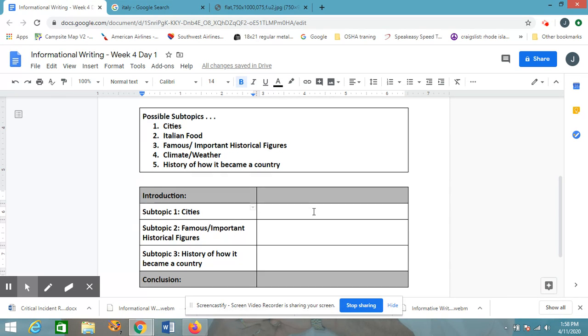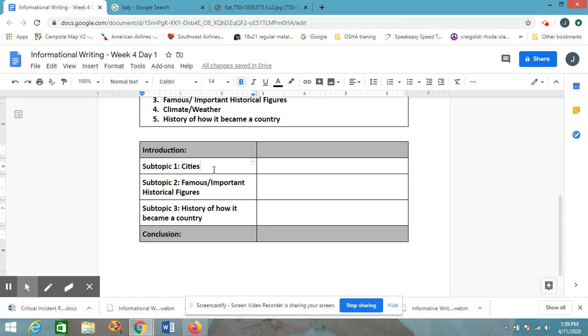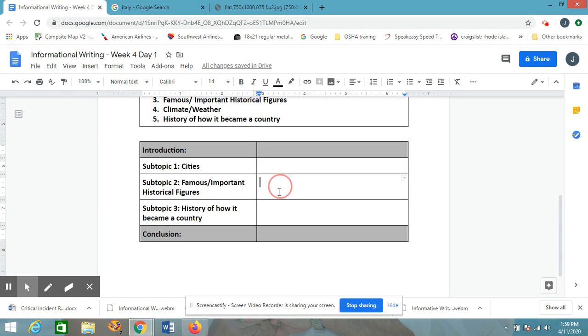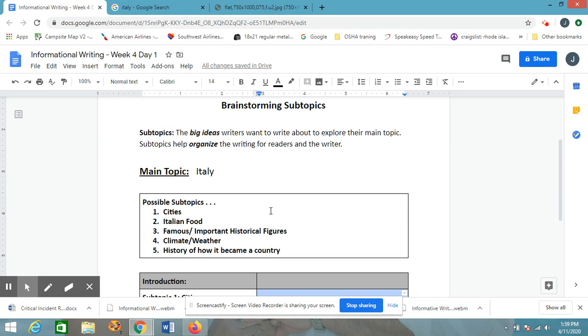So you see how I chose, and the reason I chose those three is because they kind of fit together. They don't not fit together, and also I think I could write a paragraph about each of those subtopics, those big ideas.